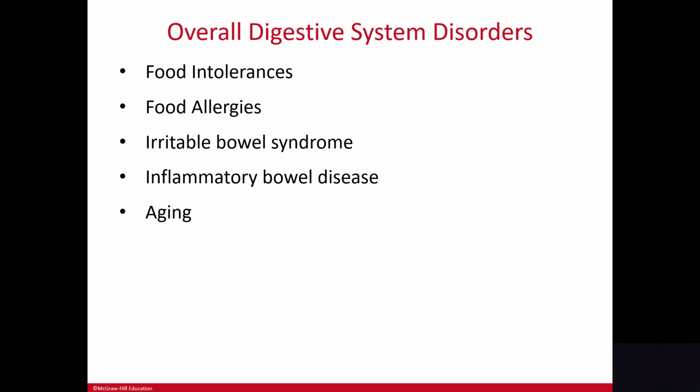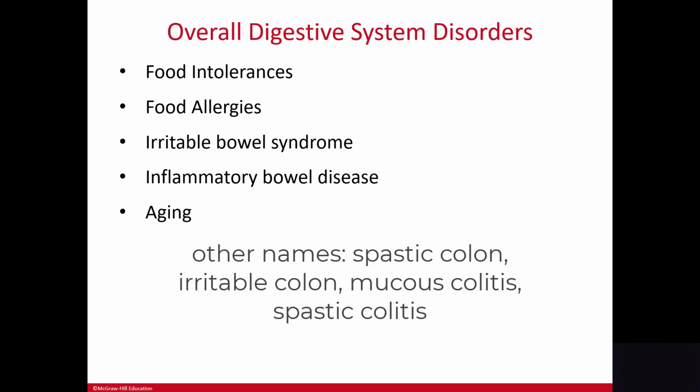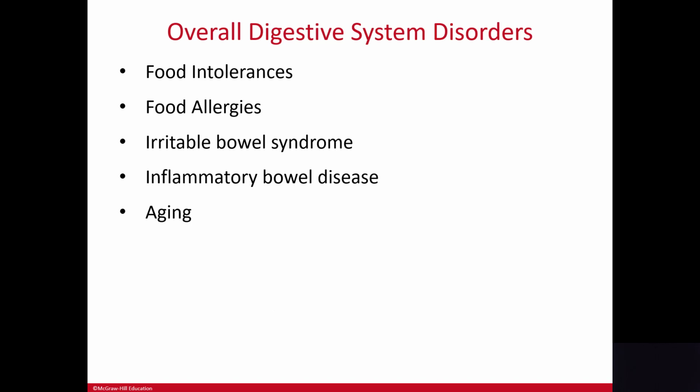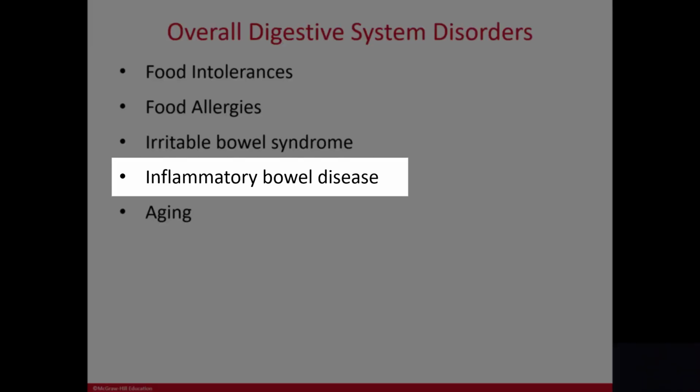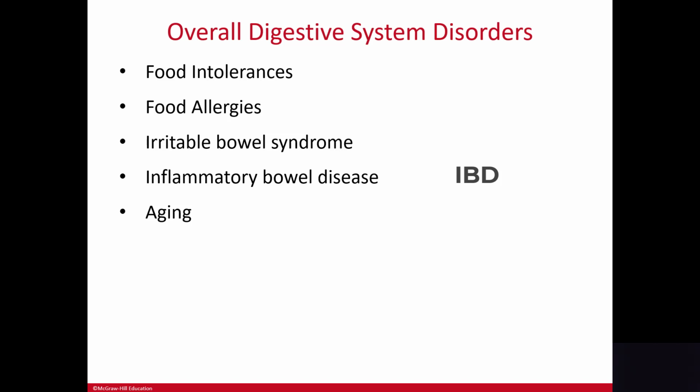So the treatment includes adjusting the diet, the fiber intake, psychological management like reducing stress, increasing exercise, fluids, things like that. And it's a chronic condition, so it needs to be managed long term. Sometimes it's known as spastic colon or irritable colon, sometimes mucus colitis or spastic colitis are other names you may hear for it. Inflammatory bowel disease is abbreviated IBD.